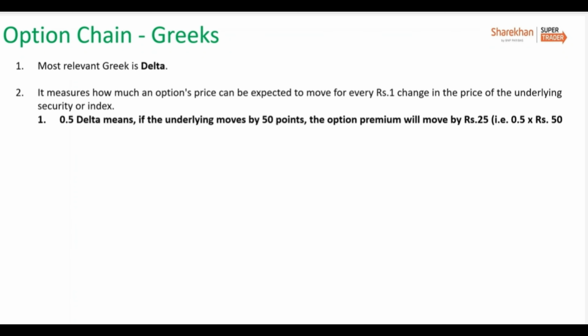Now, 0.5 at the delta, what does that mean? It means if the Nifty goes up by 50 points, the premium of that at the money strike price call option goes up by 25 rupees. Why 25? Because 0.5 delta into 50 points movement in Nifty.